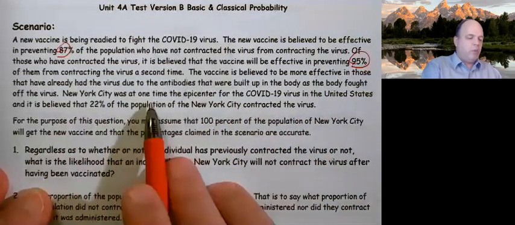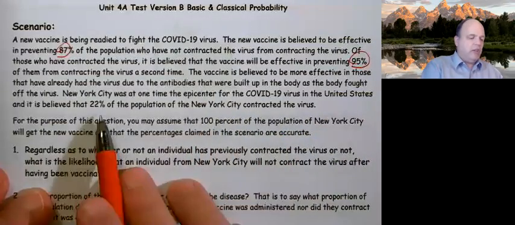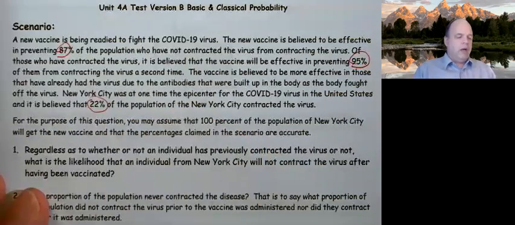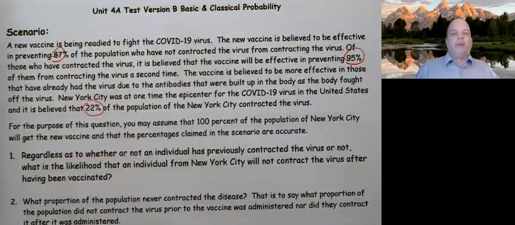New York City was at one time the epicenter for the COVID-19 virus in the United States, and it's believed that 22% of the population of New York City has contracted the virus. So basically, we know we have three numbers. We have a lot of information. We need a way to organize this.